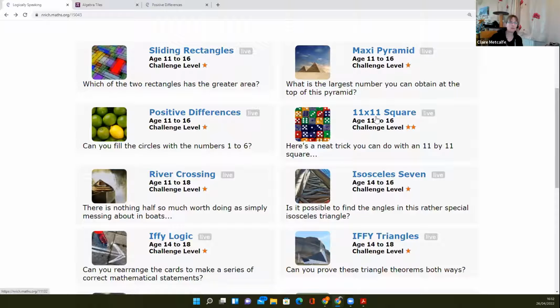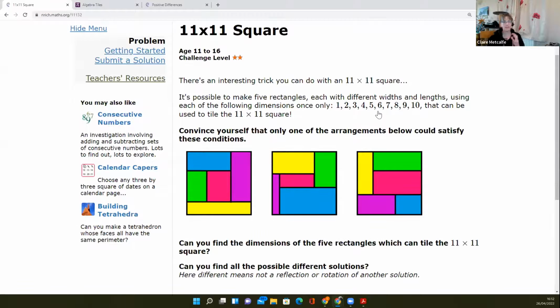The next one I want to think about is something called 11 by 11 square. And this one's similar, but slightly different. So I'll just talk through what the problem is. We're talking about an 11 by 11 square. That means a square which is 11 long and 11 up. And I've probably just drawn that where my video is, which is very non-helpful. So these squares are 11 by 11.